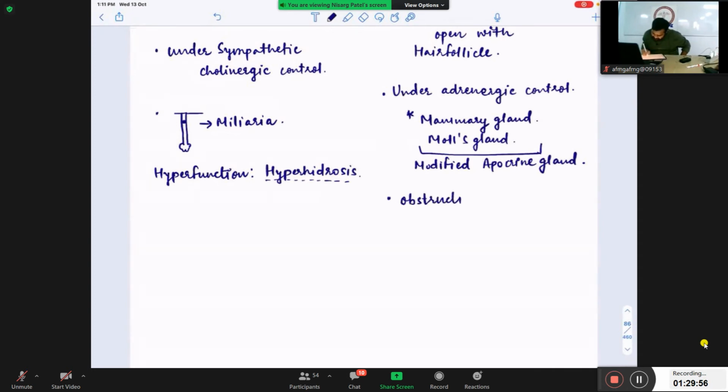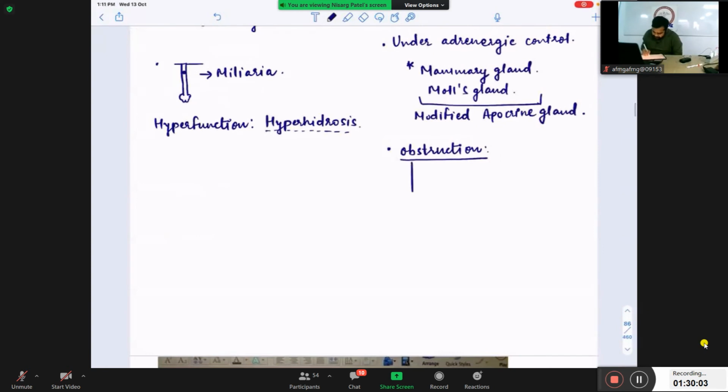If there is an obstruction, it will cause two important diseases. One is hidradenitis suppurativa, and the second is Fox Fordyce disease.